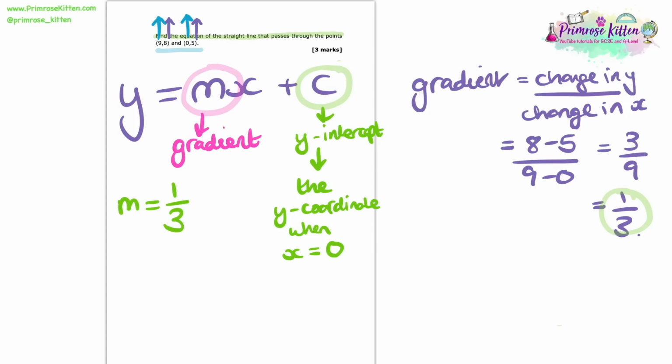Now we just need to know what the y-intercept is. Well, in this particular question, they kind of helped us out because one of the coordinates they've given us is (0, 5). Now that 5 is the y-coordinate when x is equal to 0. So 5 is the y-intercept. We don't need to do any other work to get it. They've given it to us. So I'll make a little note here that I know that c is equal to 5.